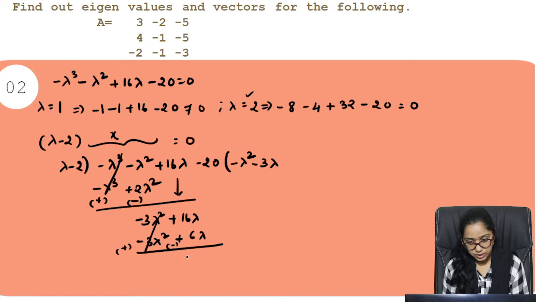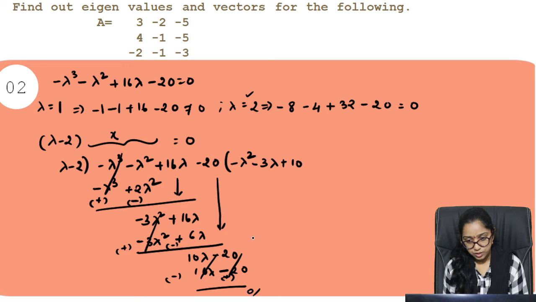This will get cancelled and this will be 10 lambda, and this will go down, which gives you minus 20. Now I will multiply this with plus 10. The resultant will be 10 lambda minus 20. By interchanging the signs, the resultant will be 0. So this is the required factor of the characteristic equation.